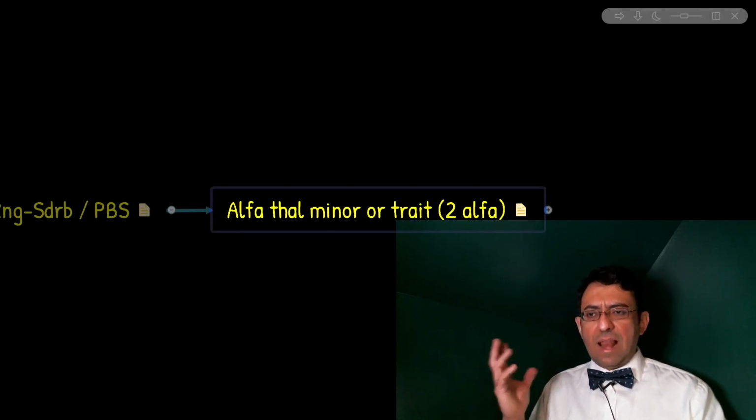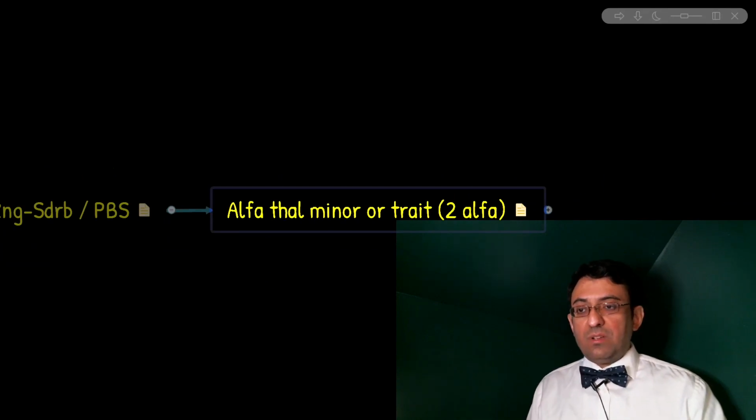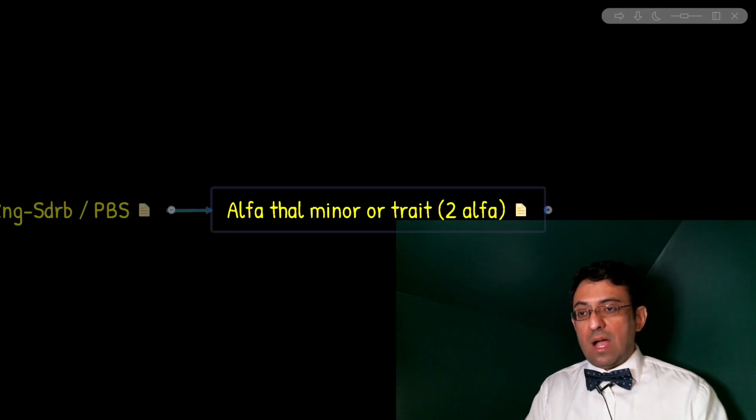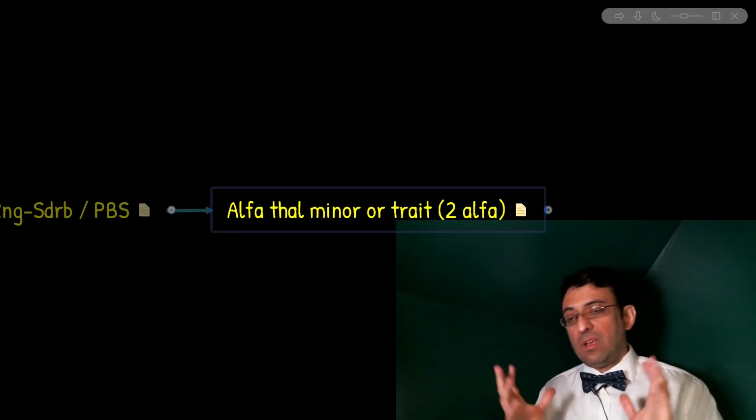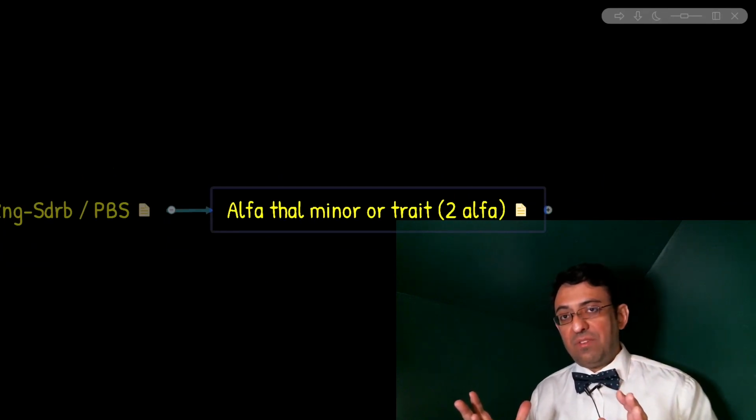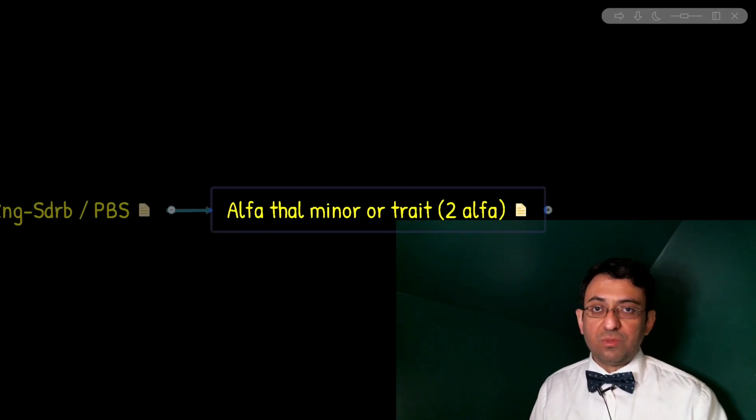Now, what's the relevance of knowing this? Remember, cis deletion is more common among Asians, while trans deletion of alpha thalassemia minor occurs more frequently among patients of African descent. Now, just a genetic question again. Do you remember what chromosomes correspond to alpha gene versus beta gene? Yes, alpha gene is located on chromosome 11 and beta gene is located on chromosome 16.